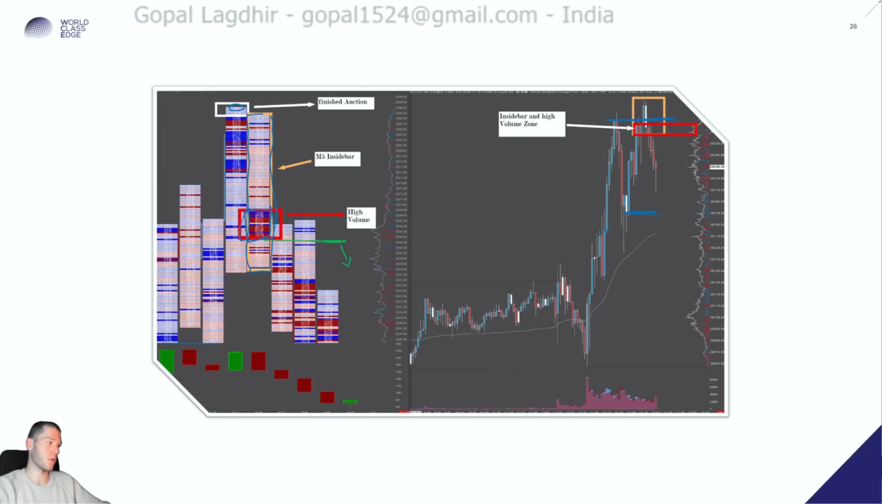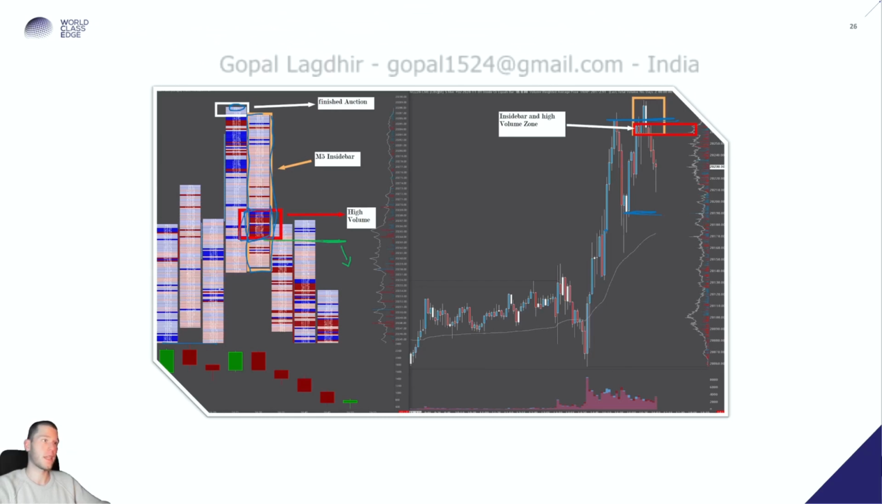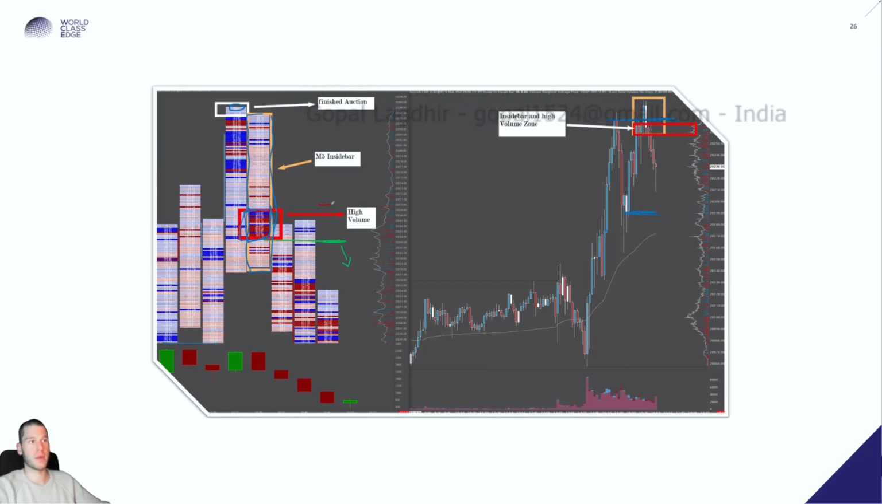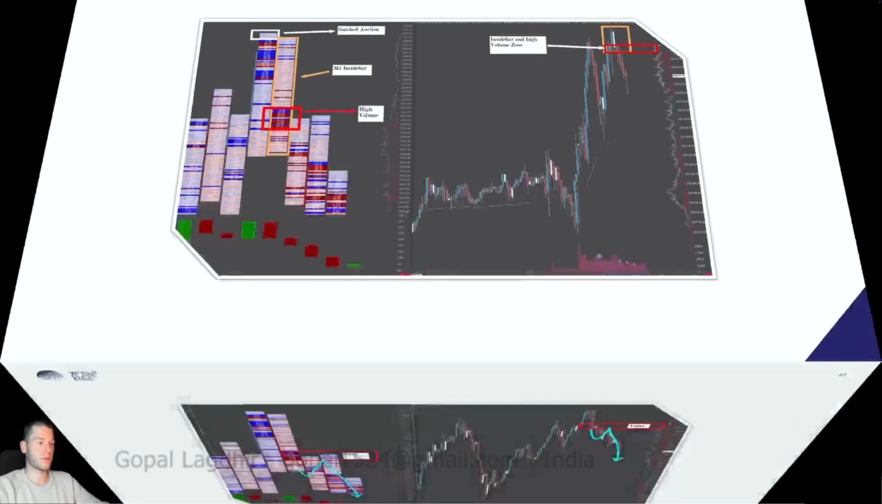And of course, where do we put our stop? It's going to get repetitive: above the high volume area, and in this case also it is above our resistance line. So I hope you understand this scenario. Let us continue with another one.